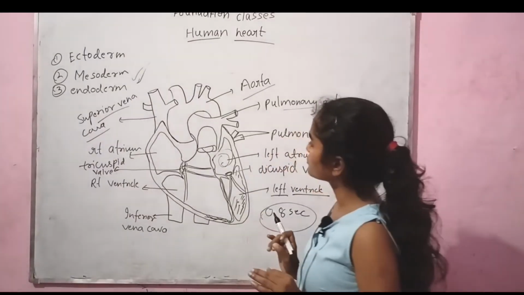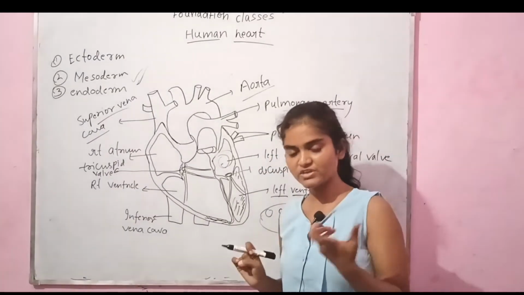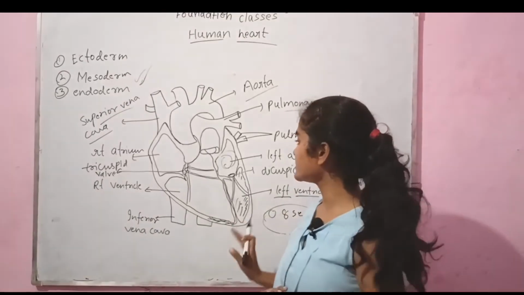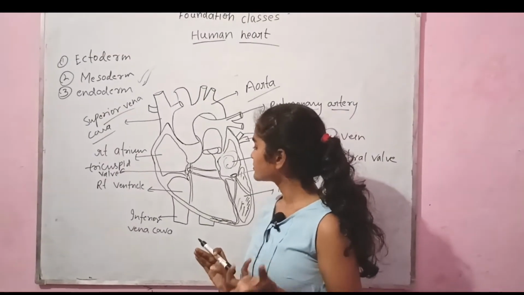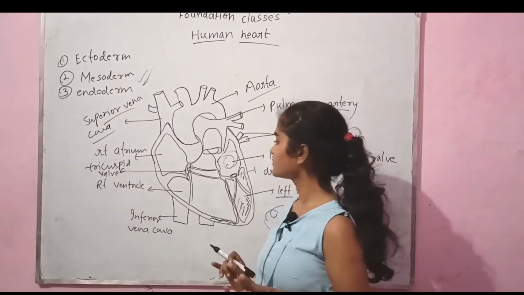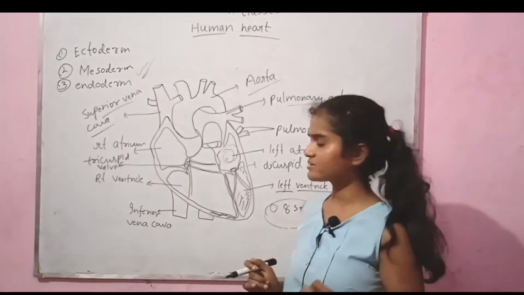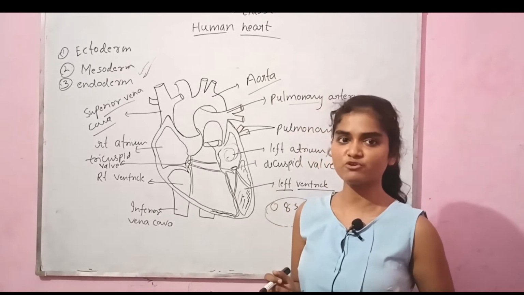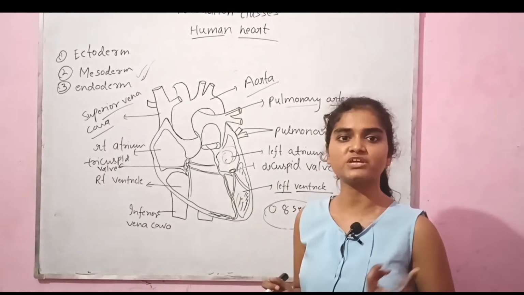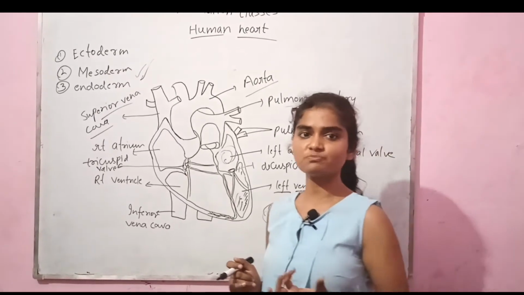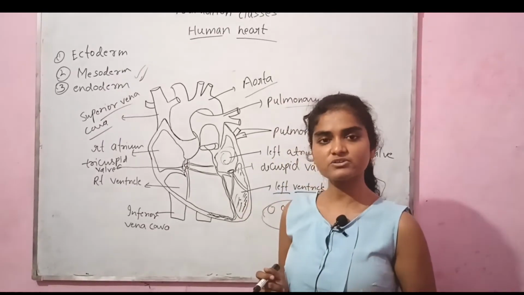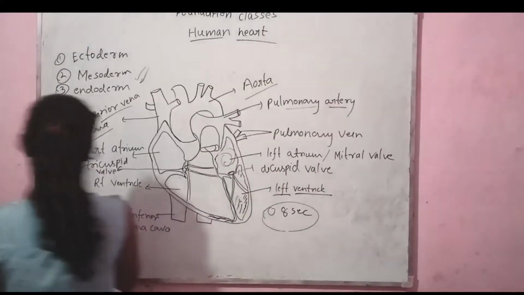Now we discuss a term we always hear: the heart is autonomous in nature, meaning it regulates its function itself. It is myogenic in nature. What is the reason behind this? Why is the heart called myogenic?